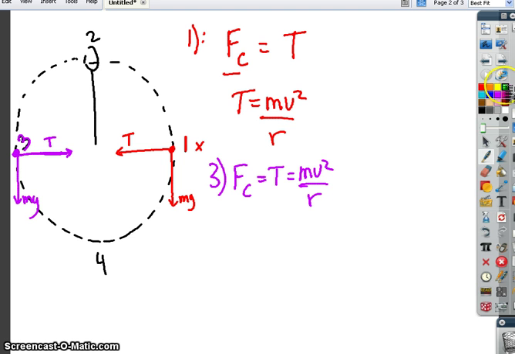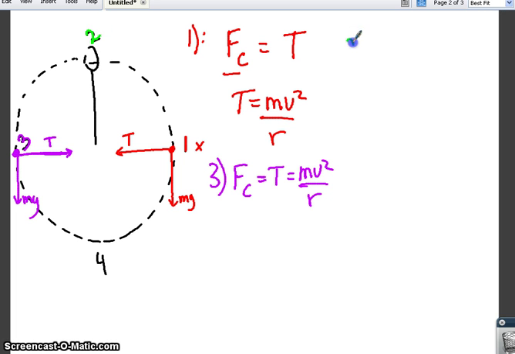Well, now let's look at point 2. At point 2, tension is pulling it down, and gravity is pulling it down. So these are both going in the same direction. So this is my free body diagram right here. Tension is going down, gravity is going down. It's accelerating. So T plus mg equals mv squared over r. T plus mg equals mv squared over r. So both of these are contributing to centripetal force.